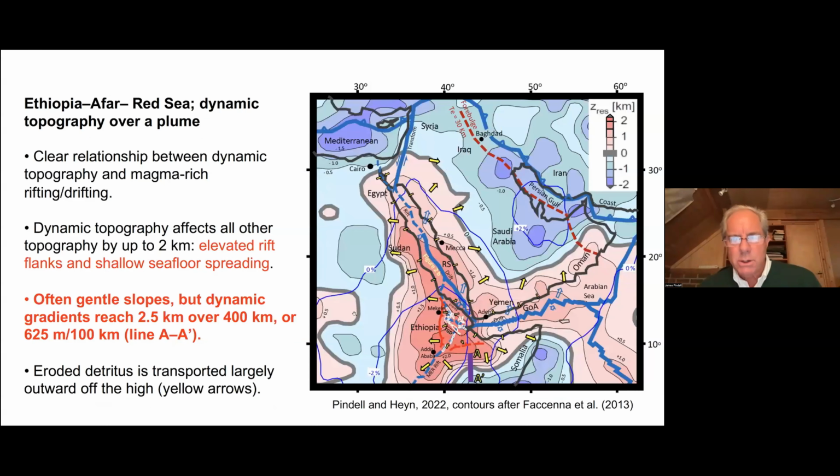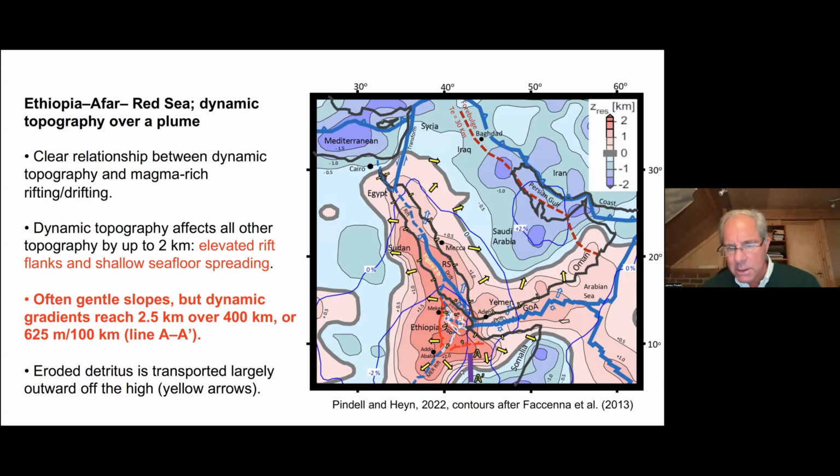Okay, this map more generally shows the region according to Faccenna et al. 2013. These contours show the magnitude of dynamic uplift according to them. And what's important here, among many things, is that dynamic topography affects all other topography by up to 2 kilometers. So we have elevated rift flanks and also areas of shallow seafloor spreading. Now, the slopes of these highs are often gentle, but dynamic gradients do reach 2.5 kilometers over 400 kilometers, or about 625 meters in 100 kilometers.